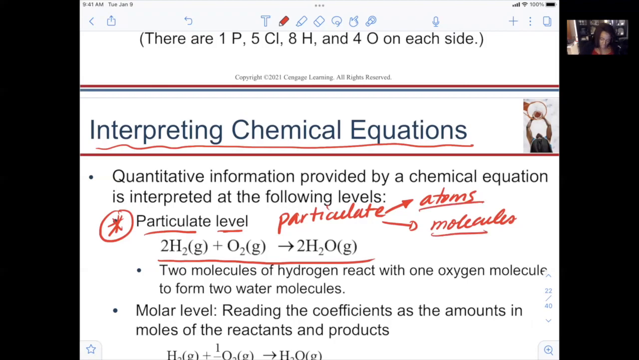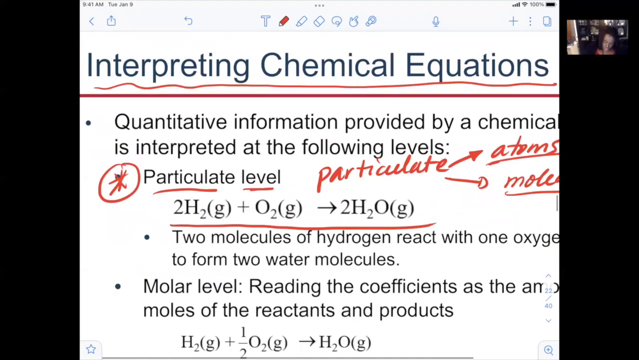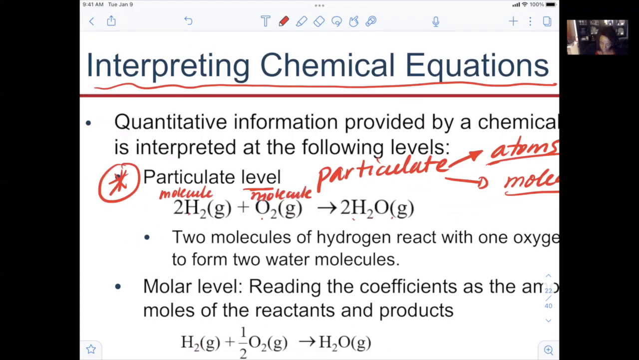So in this case, since we don't really have atoms, let me take a step back. H2 is a molecule because of the Brinkelhoffs. Remember the Brinkelhoffs, they're molecules of atoms. This is a molecule because it's a Brinkelhoff element. O2 is also a molecule because it's a Brinkelhoff element. H2O is a compound, so you're going to use the word molecule. It's a molecular compound, okay? So these are the terms you're going to be using.